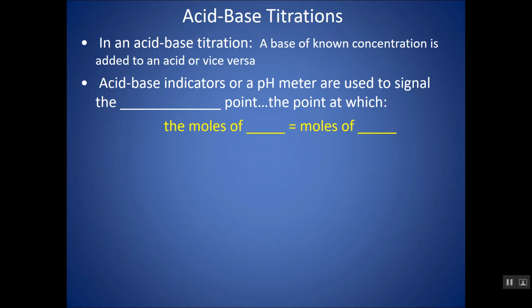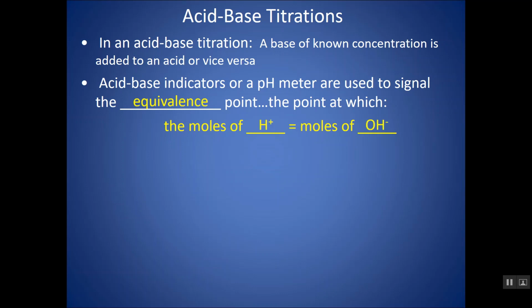Okay, so a titration is typically where you have an acid of known concentration being added to a base of unknown concentration, or vice versa. It's a way of figuring out the molarity of one of your missing pieces, whether the molarity of the acid or the molarity of the base. And in this situation, you're typically going to use either an indicator or a pH meter to figure out when you've reached what's called the equivalence point.